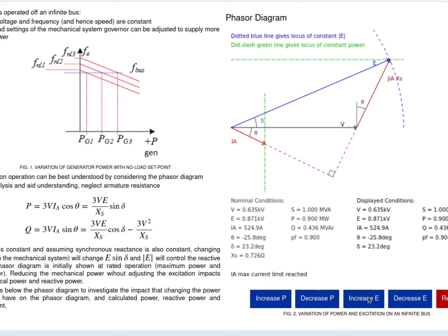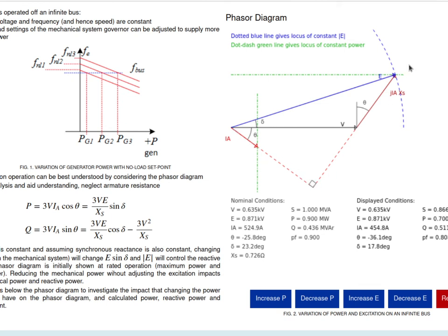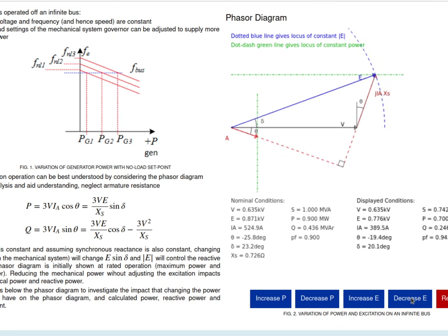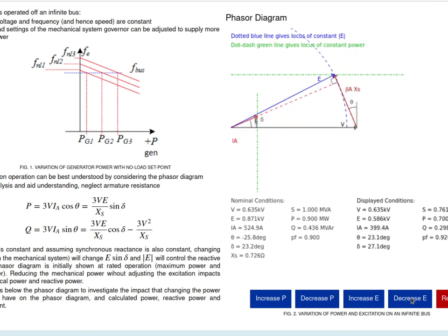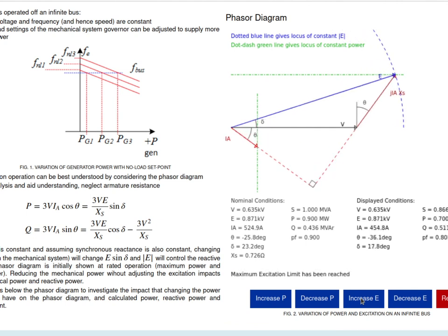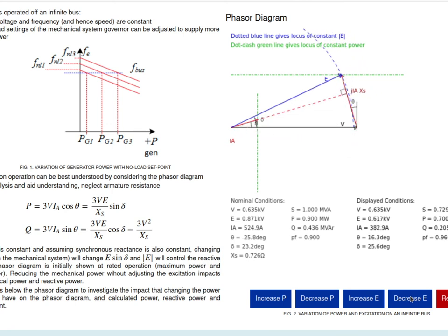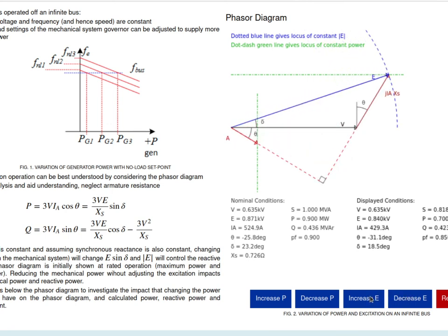Then what I can do is, for a given angle and given power factor, I can increase my field current, which will increase the E, or I can decrease it. By decreasing it, for the same power, I can control the field current to adjust the power factor, you see. So I can operate my generator.